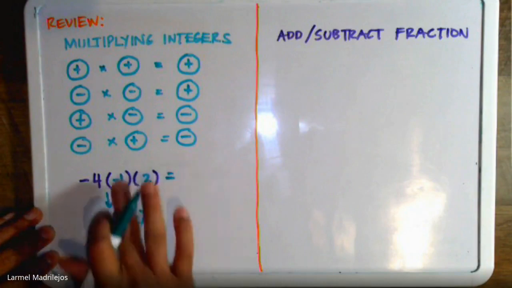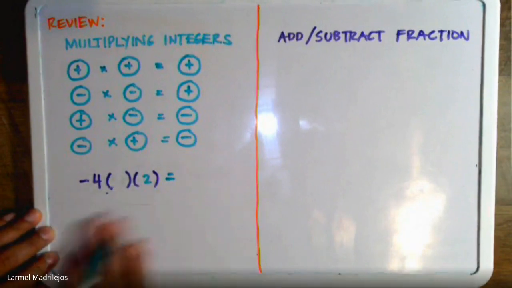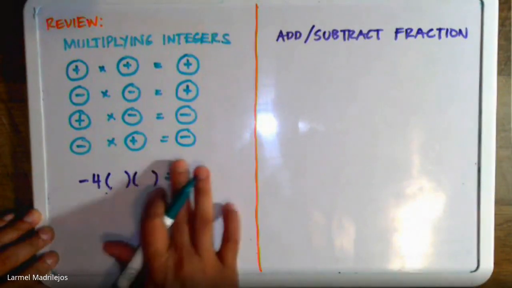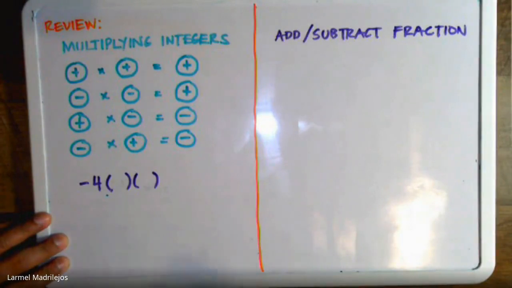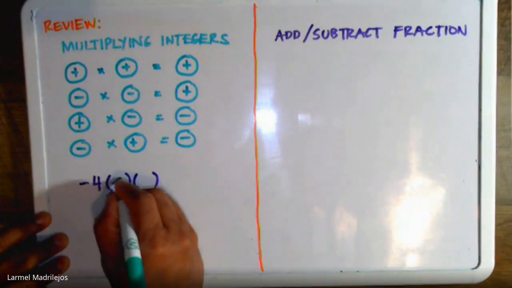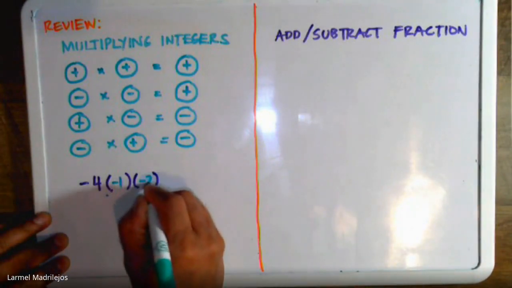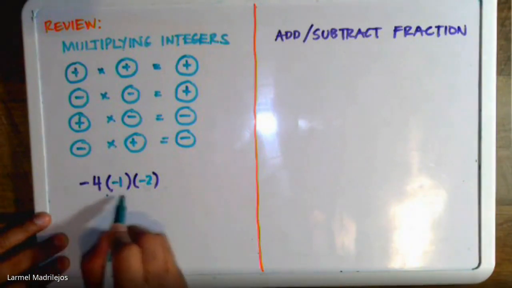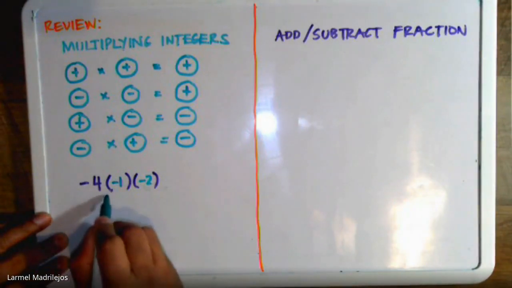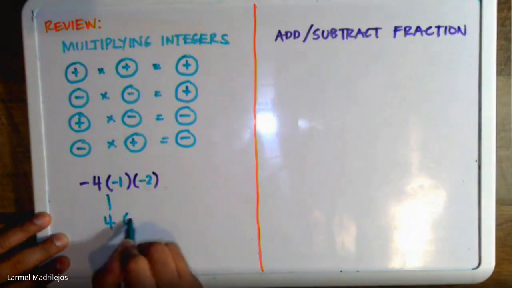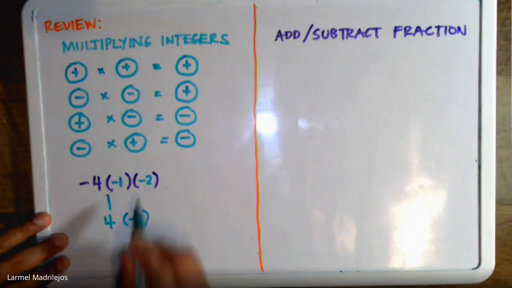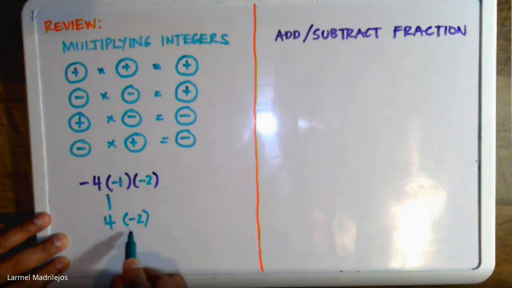Another example. What if all of them are negative? Let's say negative 1 and negative 2. So these two, negative 4 times negative 1, turns to positive 4, multiplied by negative 2, it's going to be negative 8.